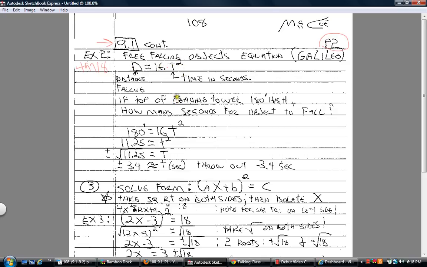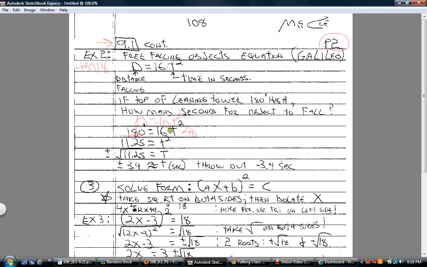They give you that equation and ask, what happens if you're 180 feet high in the air on the Leaning Tower of Pisa? How many seconds would it take for an object to fall? Given information: distance, 180 feet. Plug it in, and we want to find the time. So 180 equals 16t squared. Can we isolate the t? Divide both sides by 16, and you get 11.25 equals t squared.